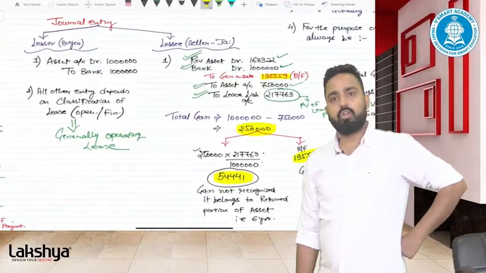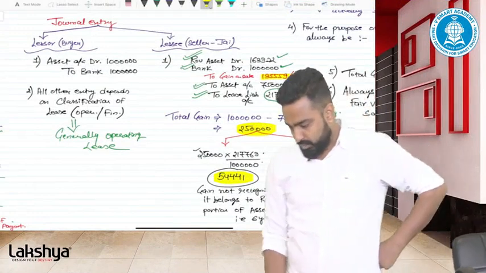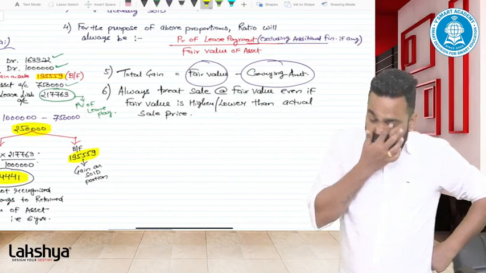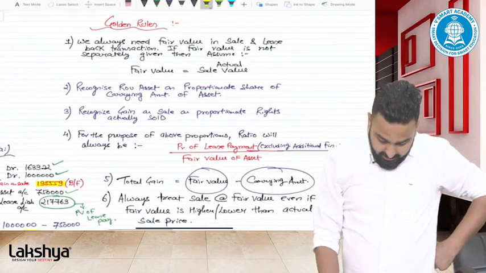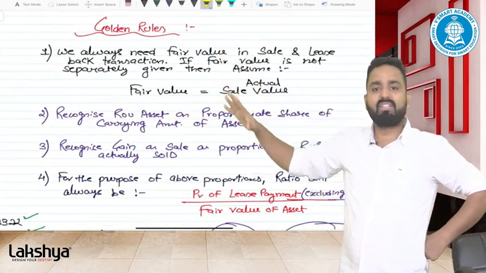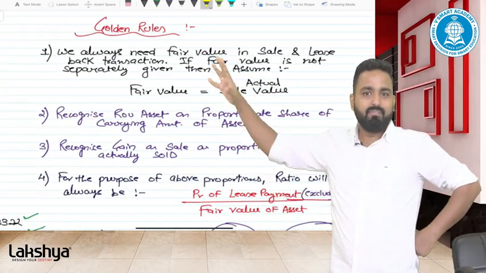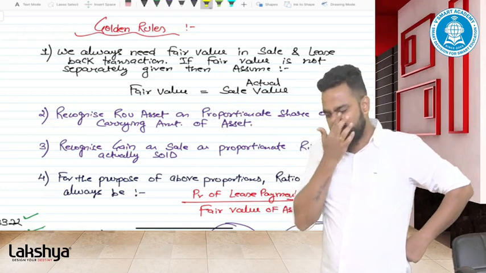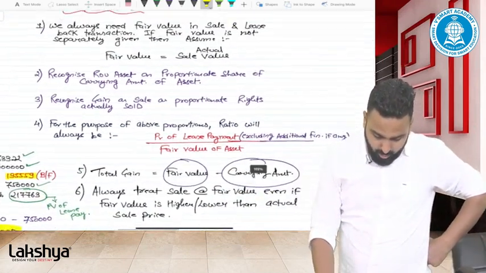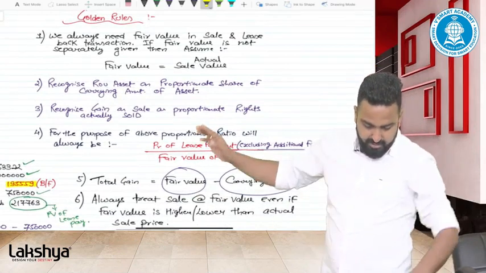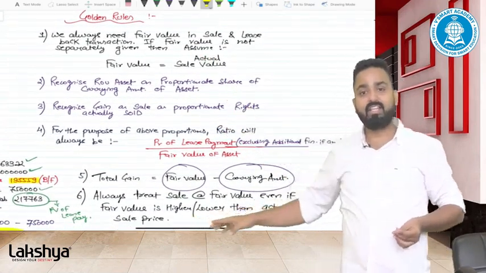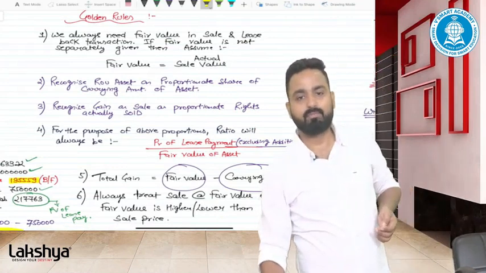Okay, logic understood or not? Overall logic cleared. With this overall logic, we can come up with some golden rules. These are the golden rules. Now first, take the screenshot of the golden rules.